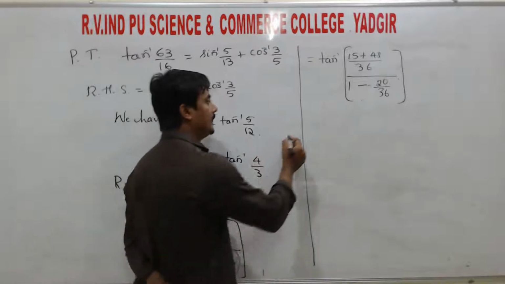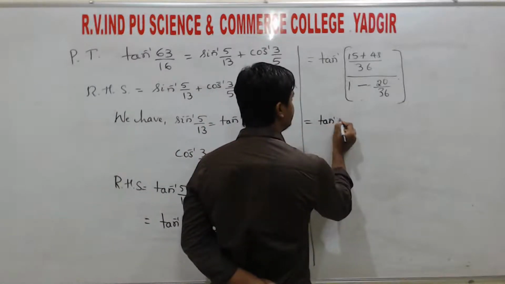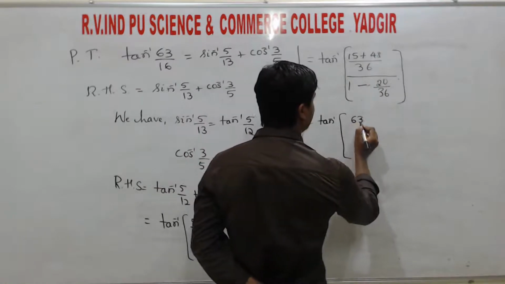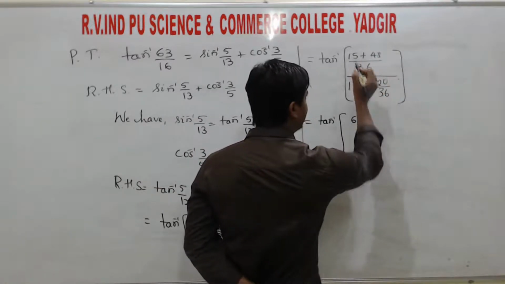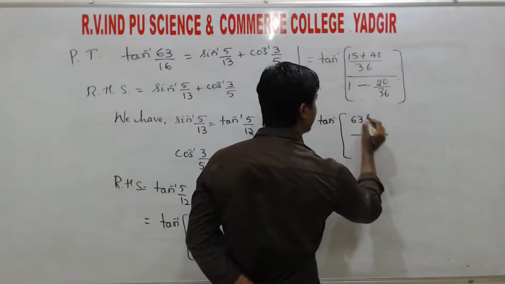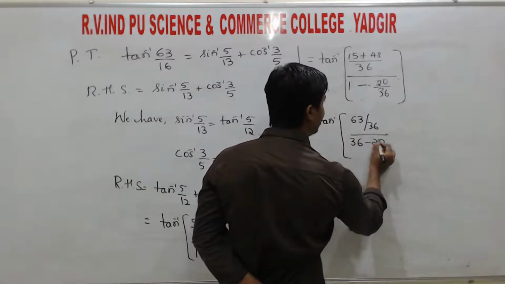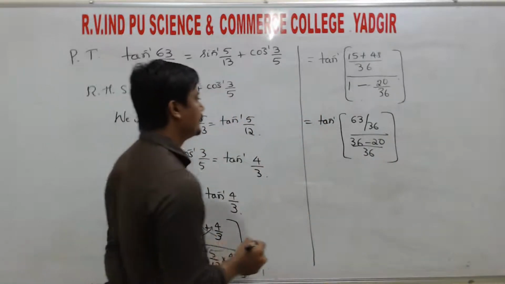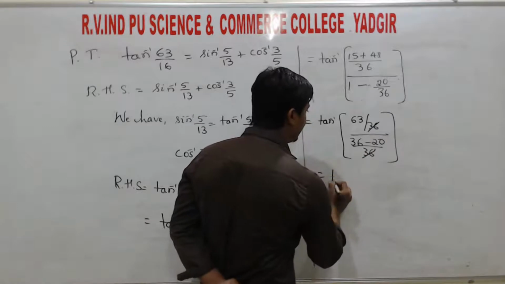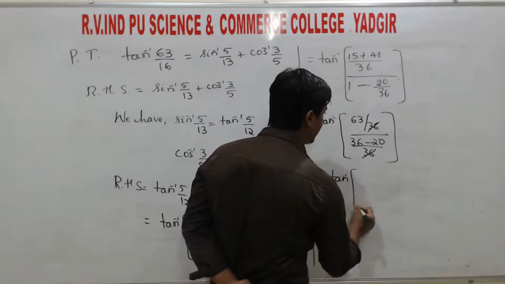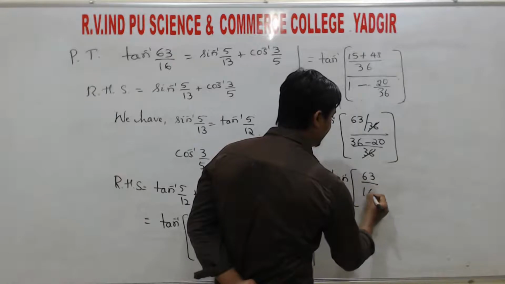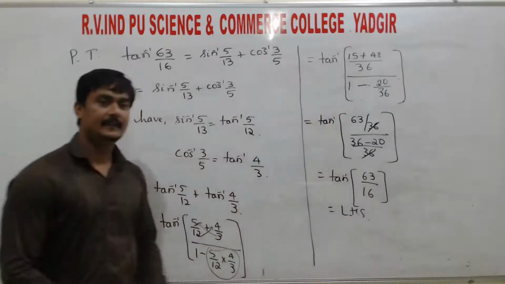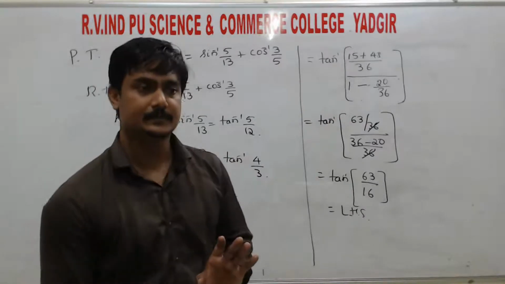Okay. So this is now tan inverse of 48 plus 15, 63, divided by, on taking LCM, 36 minus 20 divided by 36. Okay? 36 and 36 will cancel out. This is tan inverse of 63 divided by 16, which is the required left hand side. Is that clear? Right?